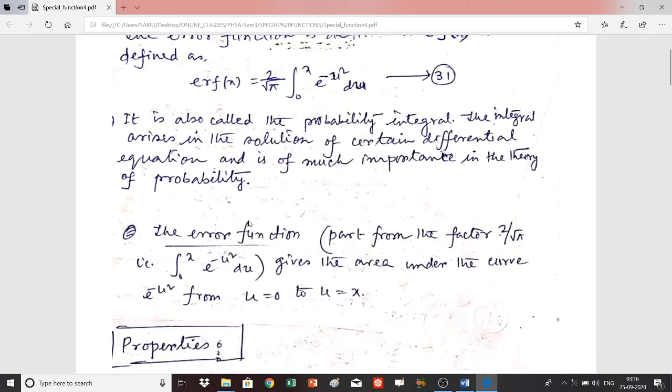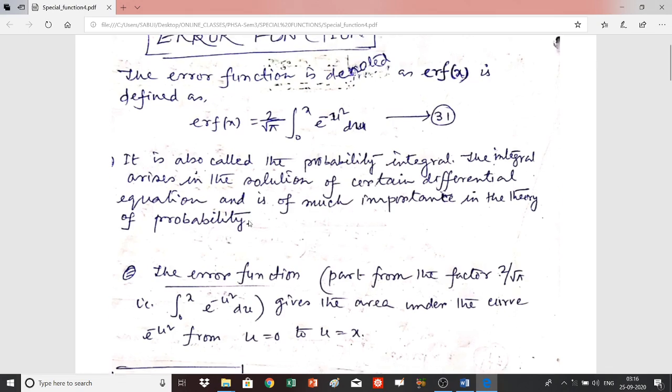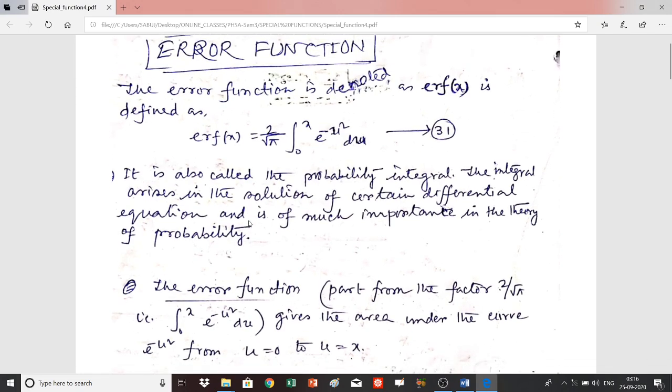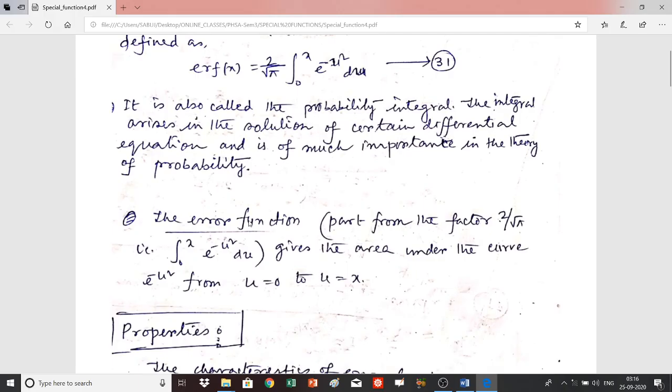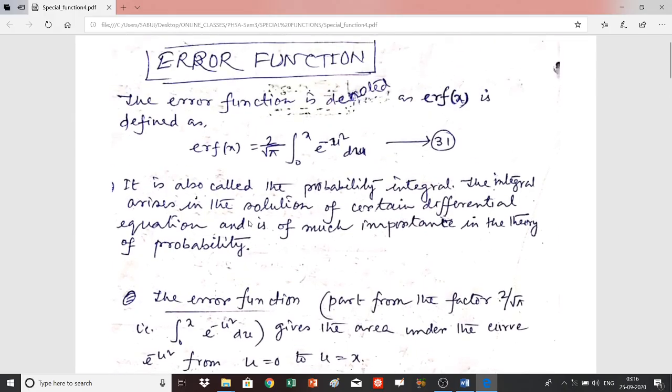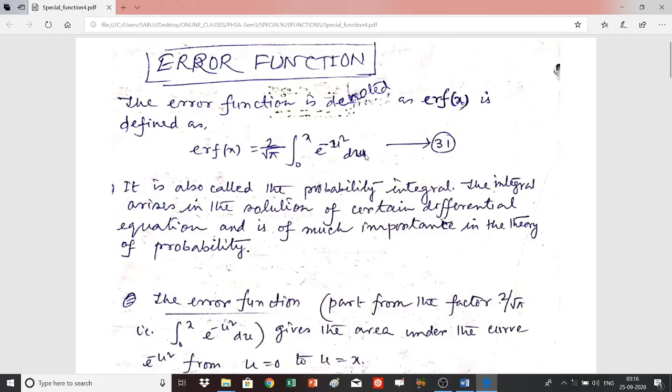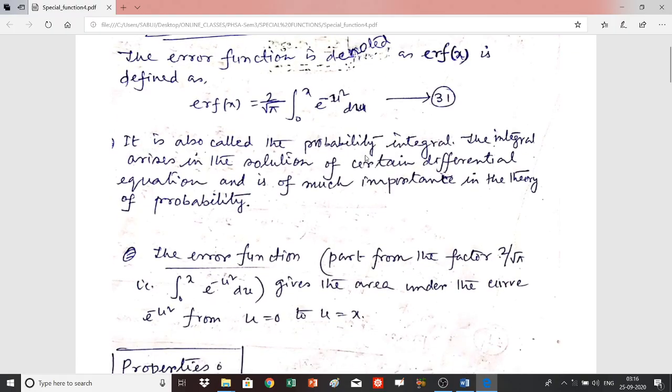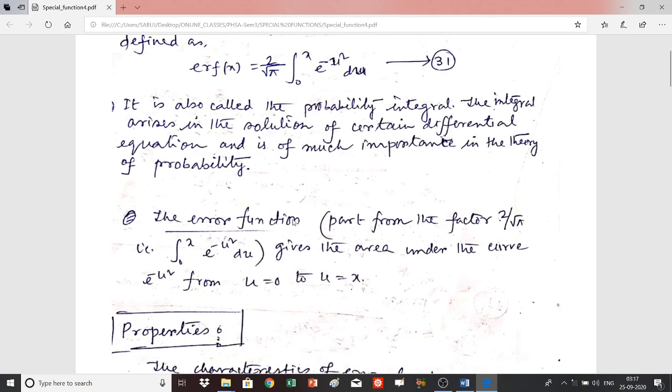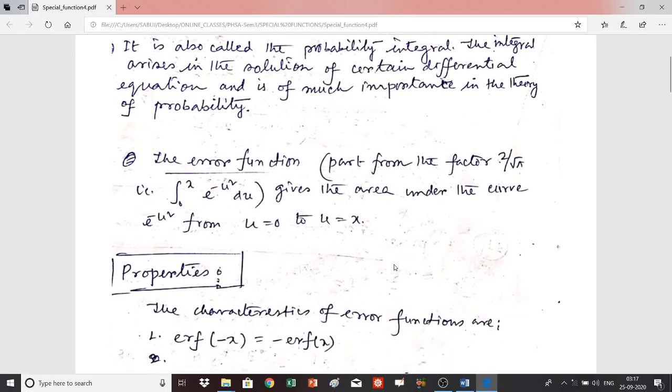However, here we are to discuss some properties of this error function. First, the error function consists of the term integral from 0 to x of e to the minus u squared du. This is nothing but the area covered by the curve e to the minus u squared in the region u equal to 0 to x, because you know that the integration of a function is nothing but the area given by that function in the limit from 0 to, in this case, x. So now come to the properties.